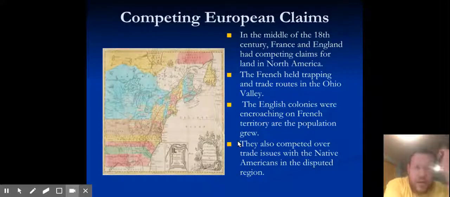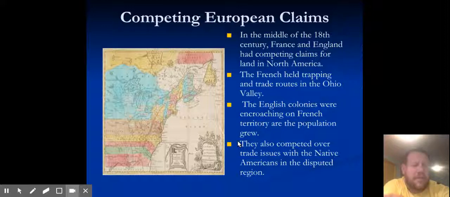And so in the middle, these two countries are competing for these land claims. The biggest thing the French wanted were the trapping routes, the trade routes. Native Americans in the Ohio Valley were basically living off the fur trade, using those beaver pelts, those kind of things. The English colonists had their own problem.